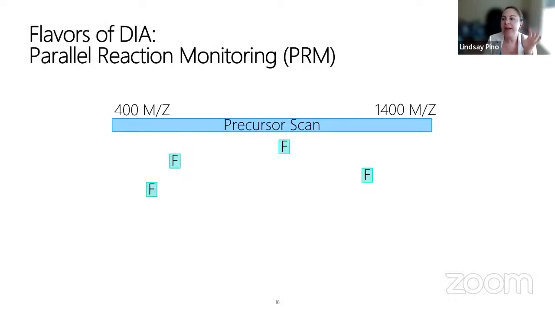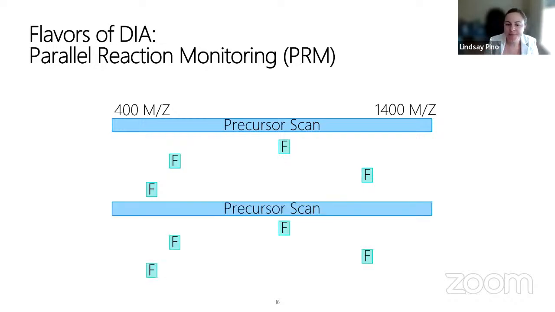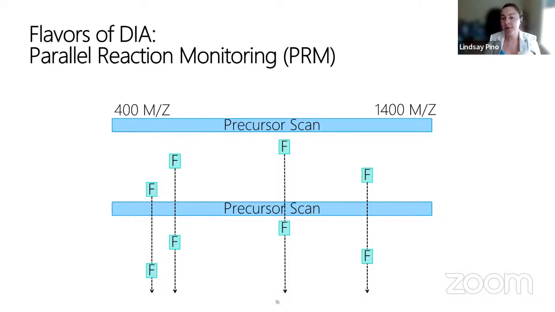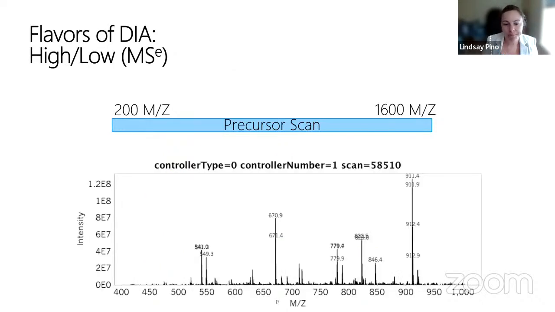I want to give you just an overview of different flavors of DIA that you might see as you're coming across this type of research. So the first, technically, parallel reaction monitoring is a type of DIA. So you have your precursor scan, let's say from 400 to 1400 MZ, and then you're going to program your mass spectrometer to collect just very specific fragment ion scans. Then you'll take another precursor scan, and then your mass spectrometer will collect those fragment ion scans again. So you're collecting the same fragment ion scans across multiple retention times so you can build that chromatogram.